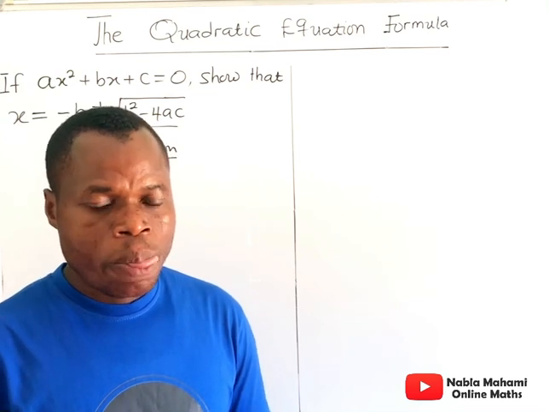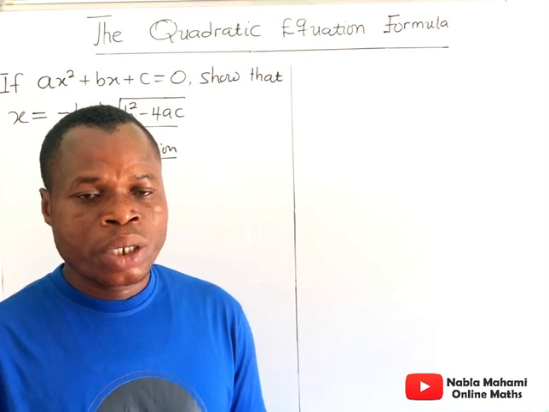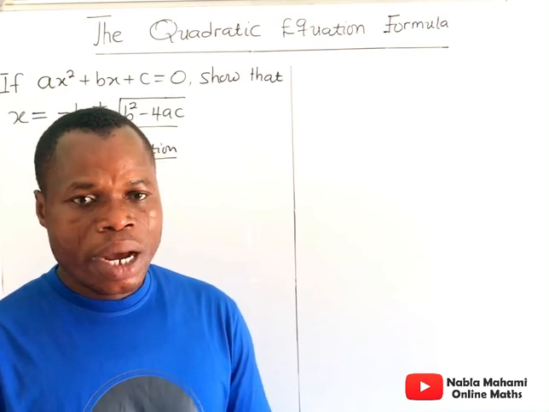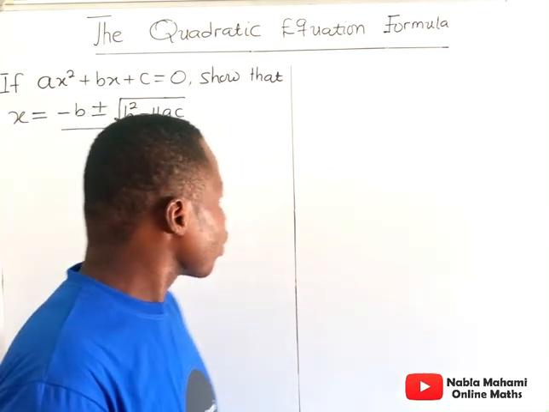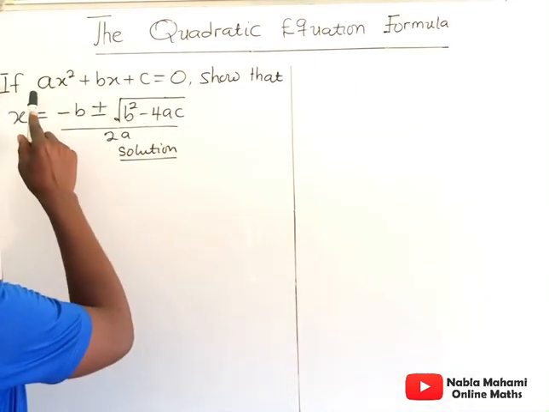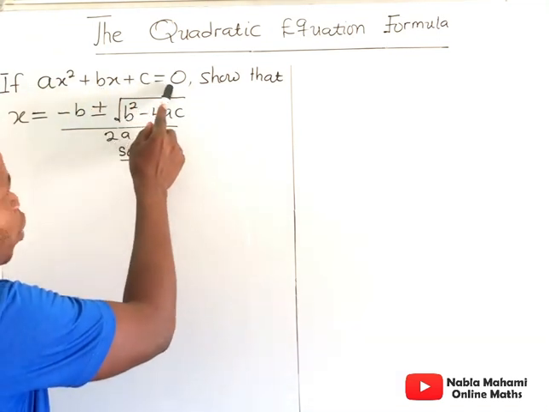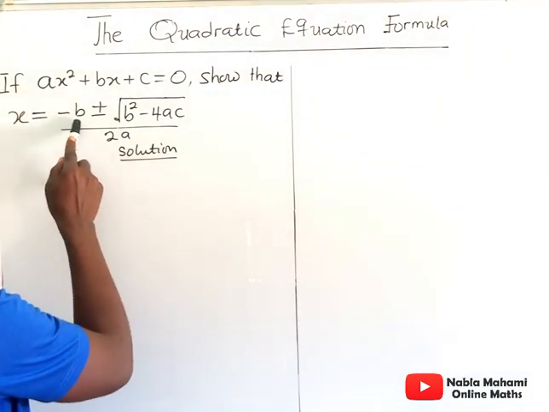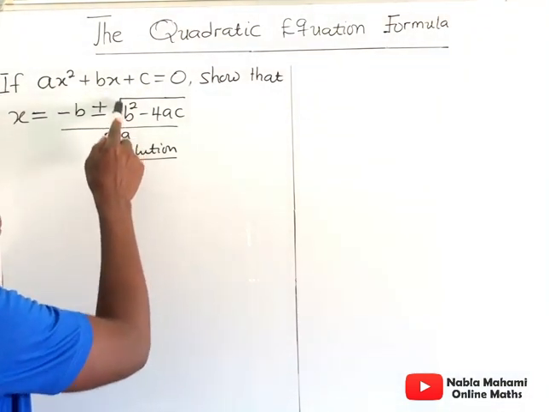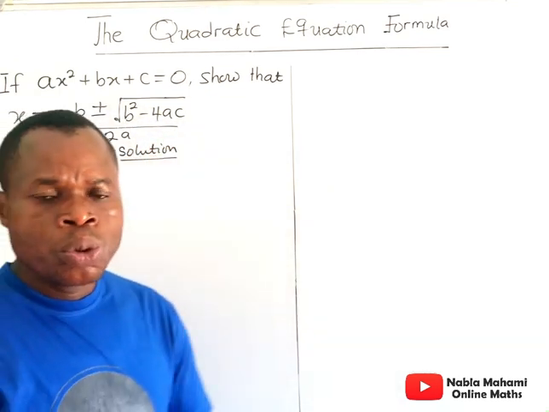In this video, we shall learn how to prove the general quadratic equation formula. And I have something on the board to illustrate this proof. If ax squared plus bx plus c is equal to 0, show that x is equal to minus b plus or negative square root of b squared minus 4ac all over 2a.